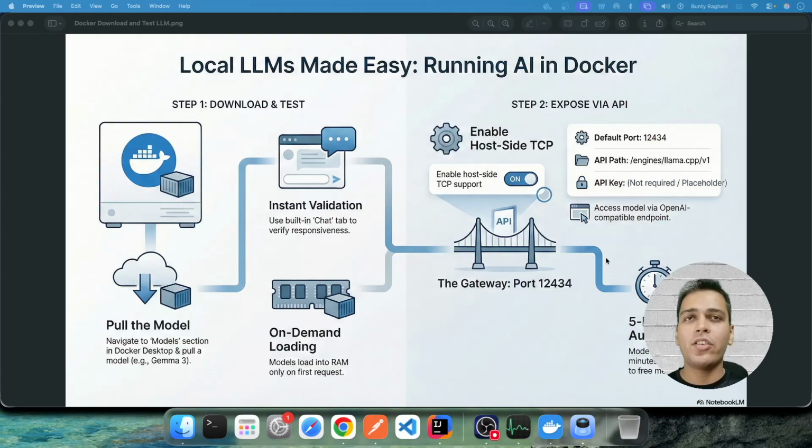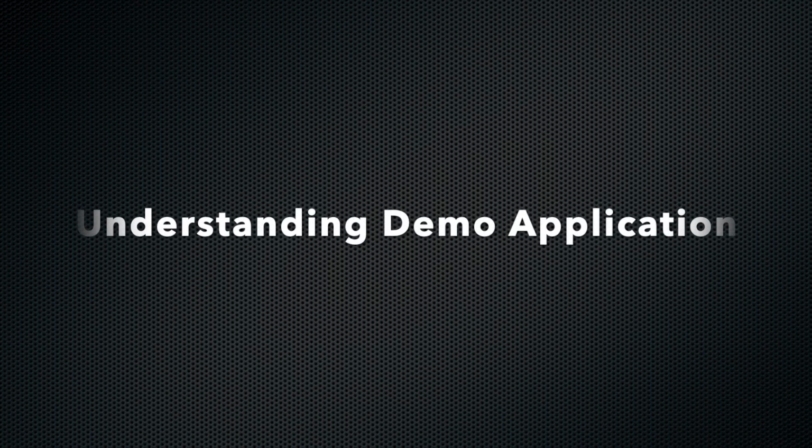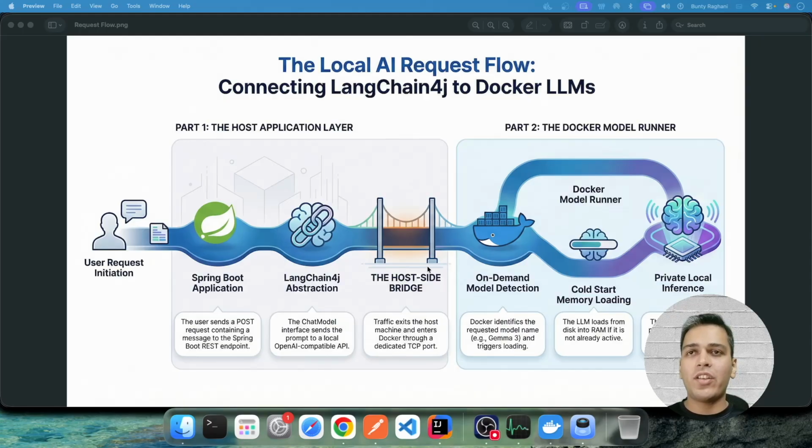So when you send your next request, at that particular time the model will be loaded again inside the memory. Now we are going to develop a very simple REST-based chat API with the help of Spring Boot and the LangChain4j framework, which will interact with the model that is running within the Docker.